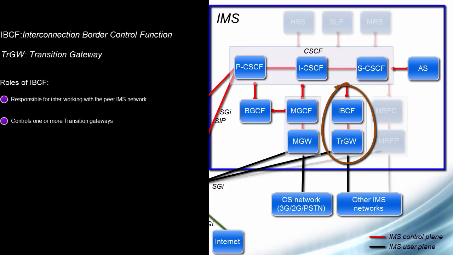The transition gateway is an IP to IP gateway and serves as a border element in the data plane in an IMS network. Also, the transition gateway provides the necessary function for codec transcoding, but transcoding shall only be performed in case a common codec cannot be negotiated between two UEs.